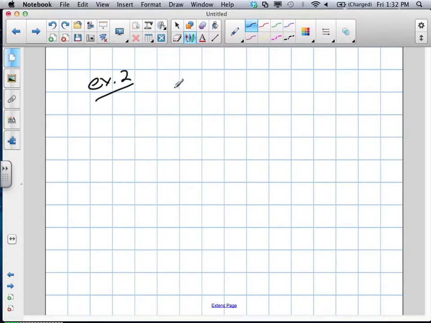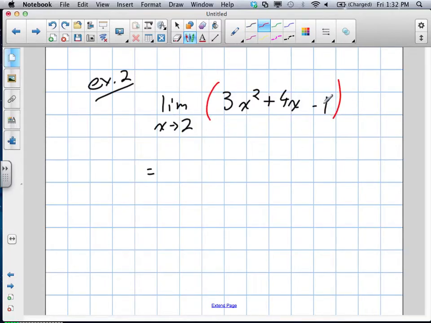We'll go through example 2. So they want us to evaluate the limit as x approaches the number 2 for this function, 3x squared plus 4x minus 1. Okay? So when we go to do this limit here, I want you guys to recognize what they have. Essentially, they're trying to get us to find the limit of this. But this here has 3 terms. We have our first term, our second term, and our third term.